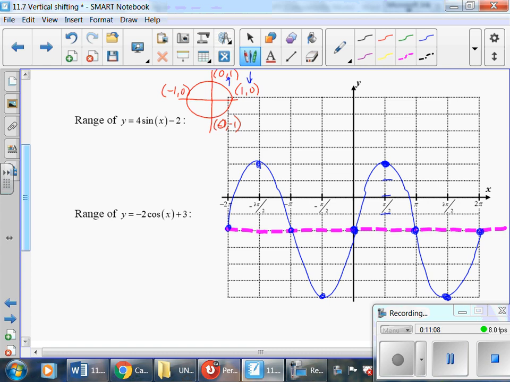All right, now it says, what's the range of this? This is the one we just did right here, 4 sine x minus 2. So what's the range? Well, the range goes from this point, 1, 2, 3, 4, 5, 6, from negative 6 all the way up to positive 2.